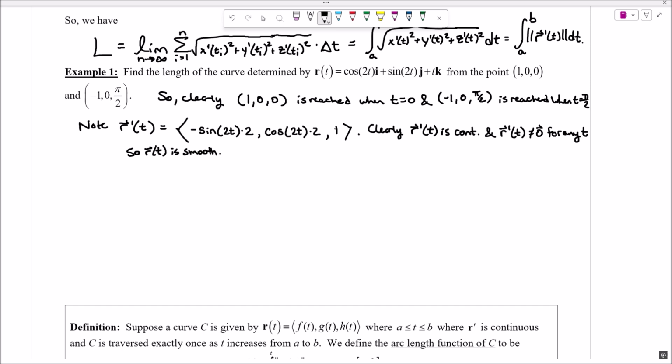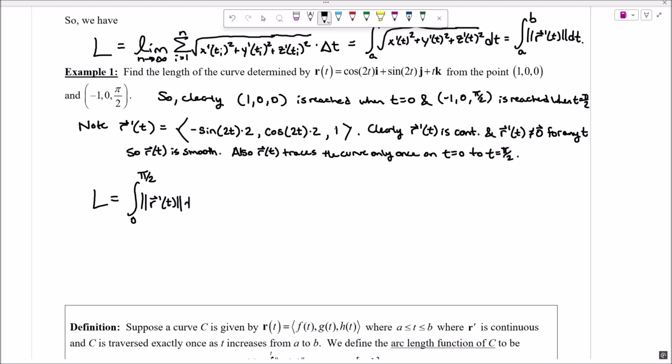Okay, I have to check that condition. I have to actually write that check out in my work. I should also add here that r of t traces the curve only once on t equals 0 to t equals pi over 2. Okay, so both conditions are met, and so now I know that the desired length will be given by an integral of the norm of r prime of t on the interval from 0 to pi over 2.